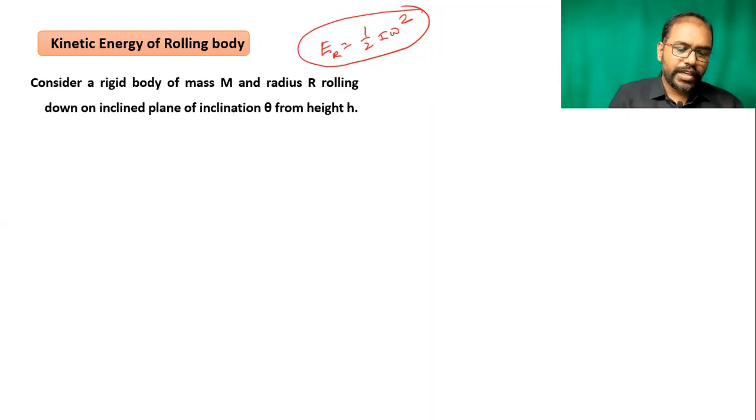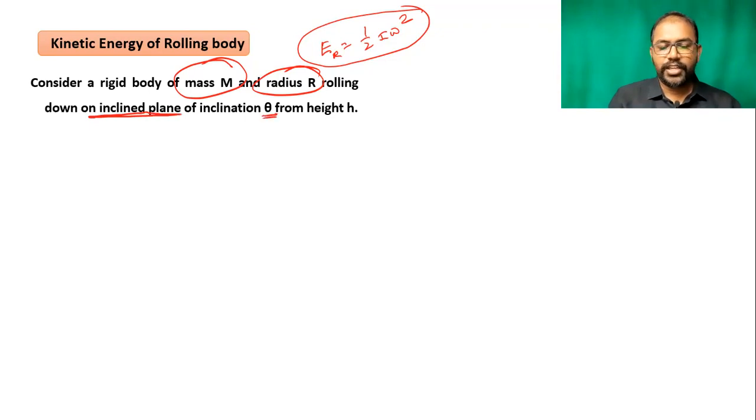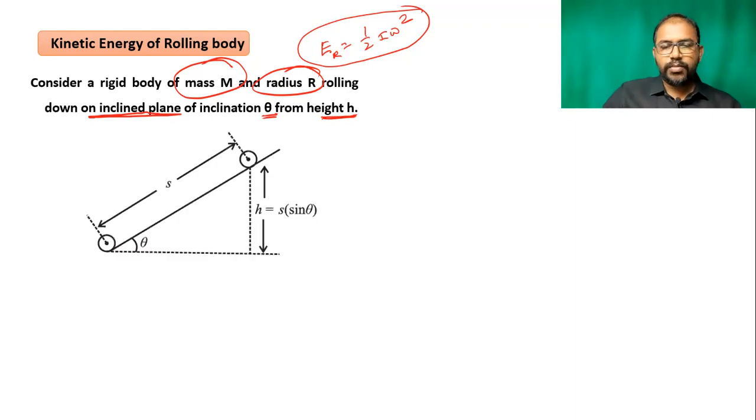Basically, for that we consider a body of mass m, radius r. It is rolling on an inclined plane with angle of inclination theta and height h. Then you can see this body in a diagram. Initially this body has zero velocity.